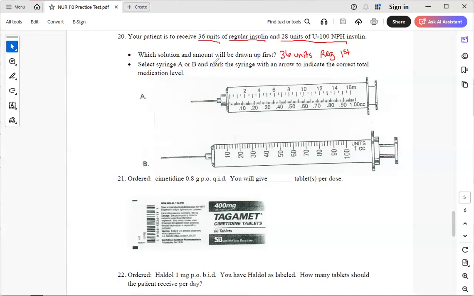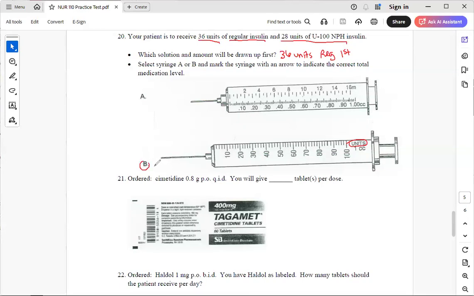It then says select syringe A or B and mark the syringe with an arrow to indicate the correct total medication level. So again, on your test, it'll just ask you which syringe would you use. You use the syringe that's marked in units. When you're dealing with insulin, it stays in units. We don't convert insulin to milliliters. Even if you have a label that allows you to do that, we don't convert it.